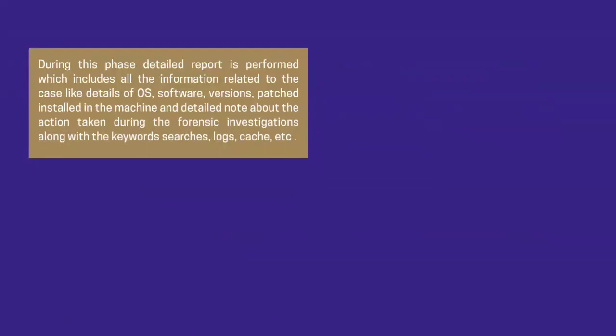During this phase, a detailed report is prepared, which includes all the information related to the case, like details of OS, software, versions, patches installed in the machine, and a detailed note about the actions taken during the forensic investigations, along with the keywords, searches, logs, cache, etc. It also documents any point that is contrary to the rules or to that which is normal or established. It also consists of the details of data analyzing and the findings of the investigator.